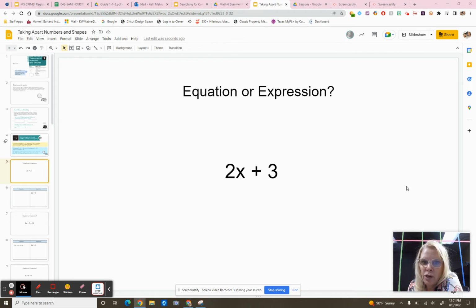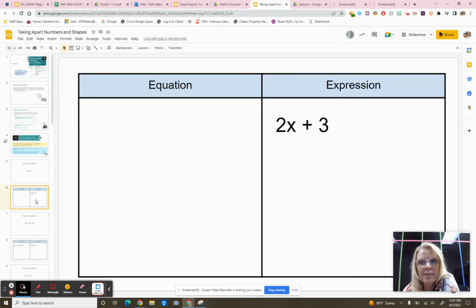But even though we don't know what the value of x is, we can still determine if it's going to be an expression or an equation. Okay, so I want you to think about your definition. Equation has an equal sign, expression does not. So, is it going to be considered an equation or an expression? That's right, you guys got it. It's going to be an expression because there is no equal sign.